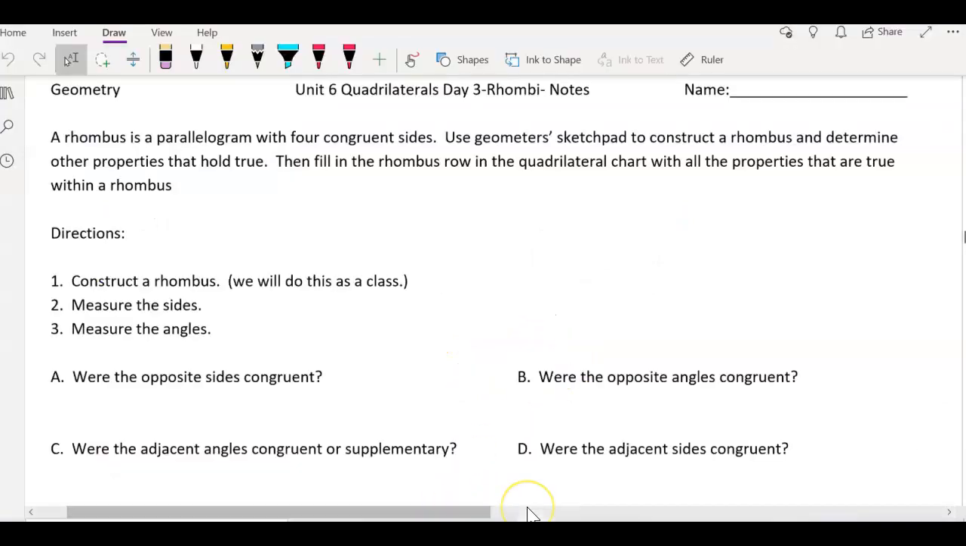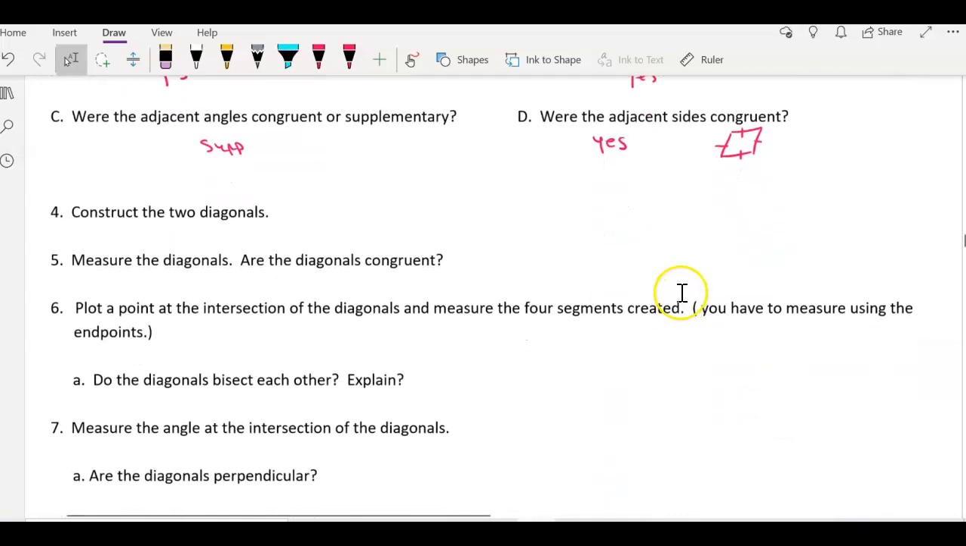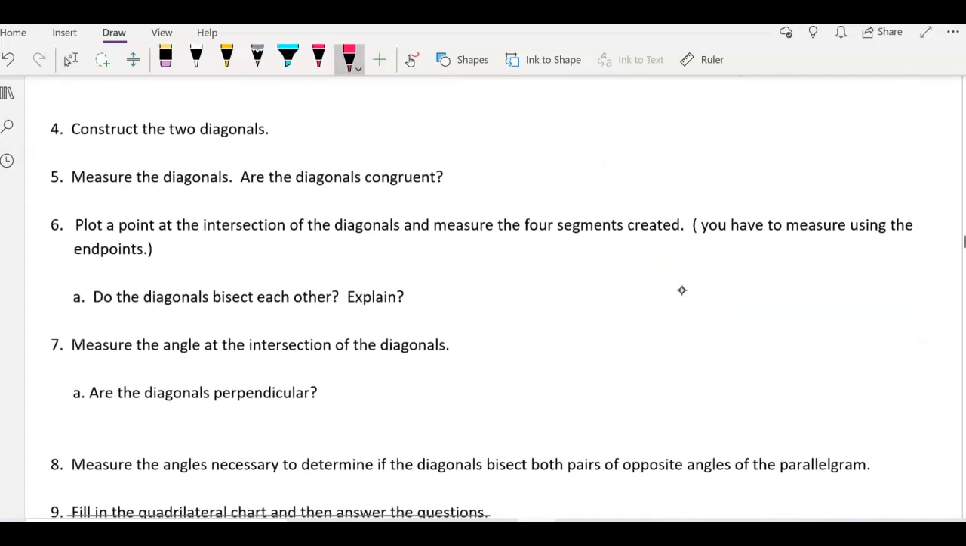So right away, if we go to our worksheet, we already know that the opposite sides will be congruent because all four of the sides are congruent. Were the opposite angles congruent? Yes. Were the adjacent angles congruent or supplementary? We said these are still supplementary. And the adjacent sides were congruent? Yes. And that's because all four sides were congruent. So we know the neighboring sides were congruent also. We constructed diagonals. Were they congruent? No.